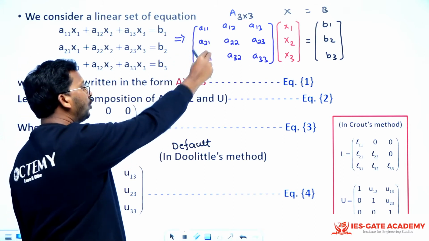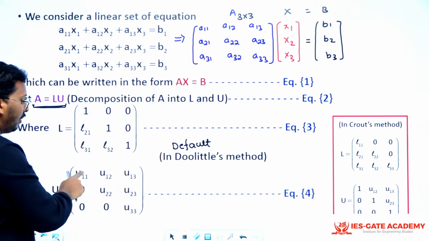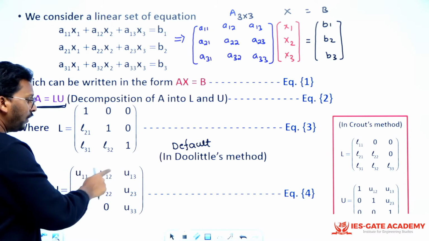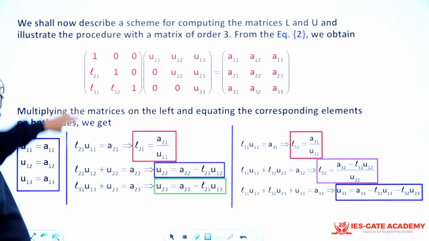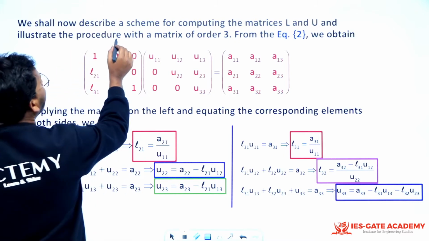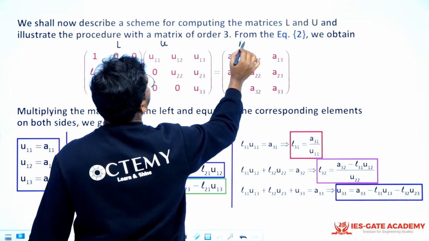So A is given to you, and you have to find 9 unknowns. What are the 9 unknowns? 1, 2, 3, 4, 5, 6, 7, 8, 9. Right? So let us see how to do that, sir. I can write LU, this is your L, this is your U, is equal to A.